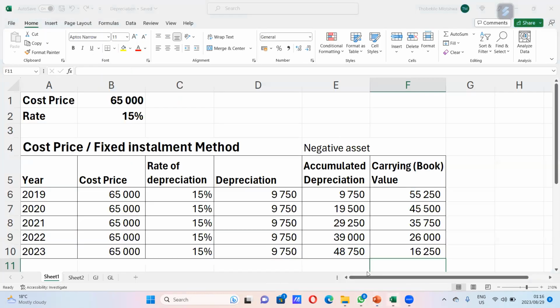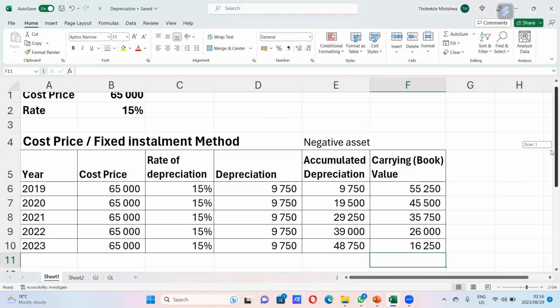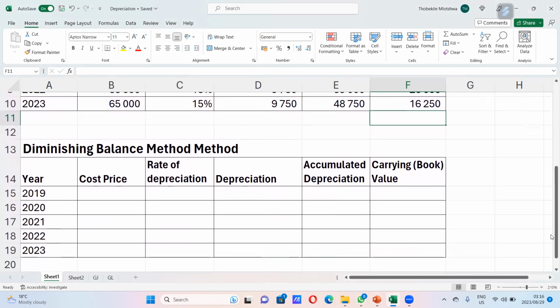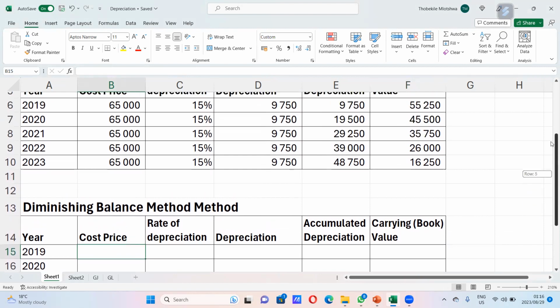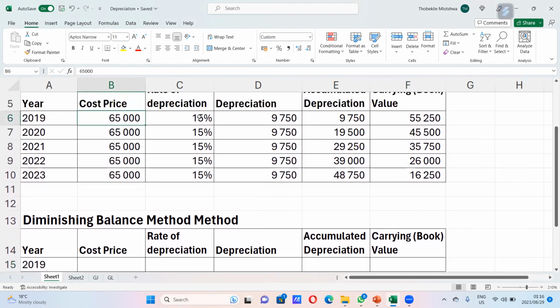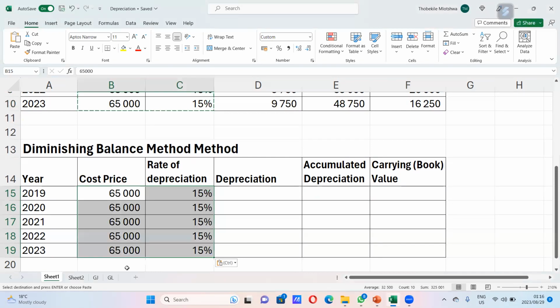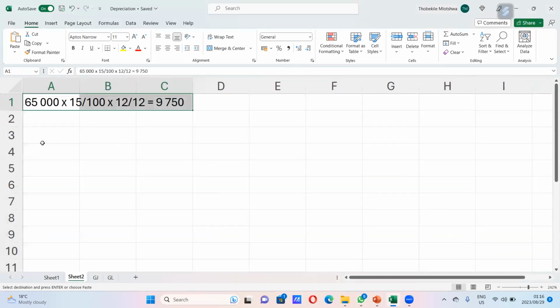Let's go now here. This was the cost price method. Let's go to the diminishing balance method. This one, I need you to concentrate a little bit. The cost price doesn't change, and the rate doesn't change because we are using the same rate. However, the method for this second one is different, so I'm copying.